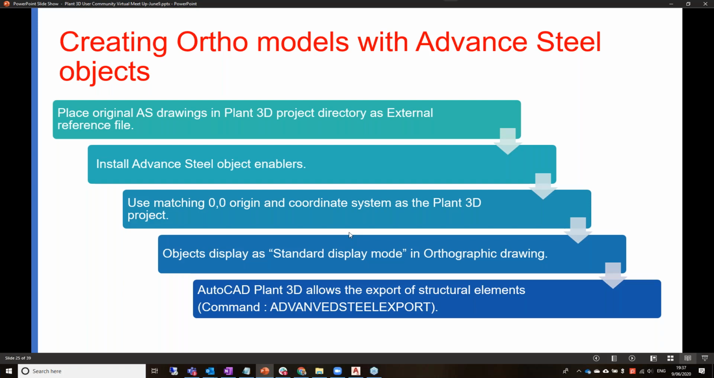And if you've got the two things installed on the one machine or the object enablers installed, we can read those objects in Plant 3D and we can create the orthographics using those advanced steel objects. Warning there is they can be very heavily detailed and there's no easy way to reduce that level of detail necessarily. So that is something to be aware of. If you've got big structures, there's a bit of management that needs to happen.